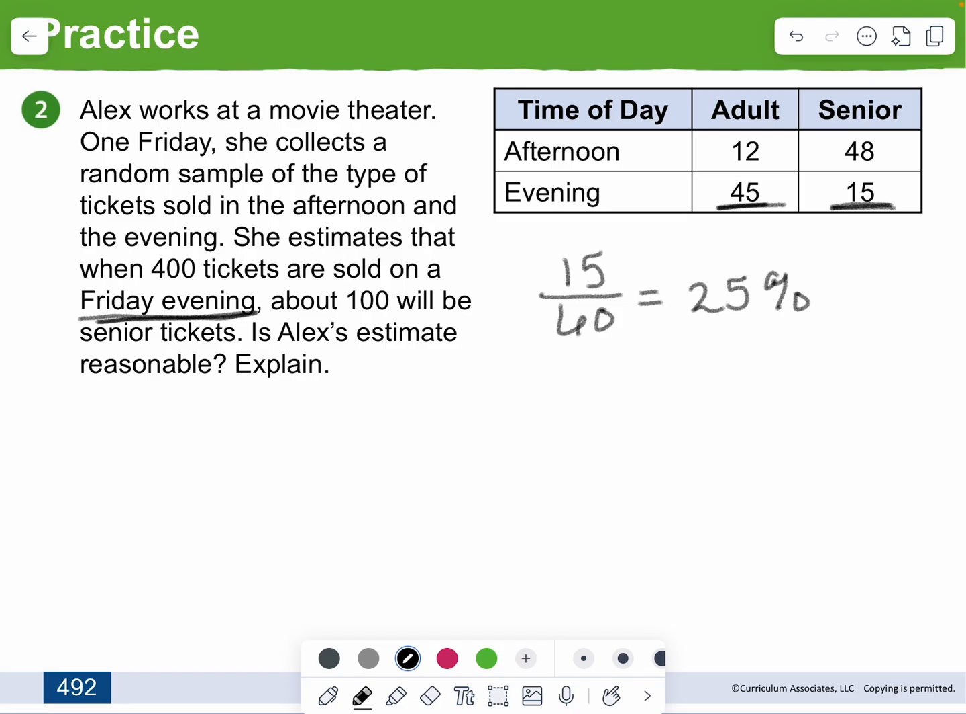She estimates that when 400 tickets are sold on a Friday evening, about 100 will be senior tickets. So if we do 25% of 400, do we get 100? We do. So is her estimate reasonable? It is. And we have the math to prove it.